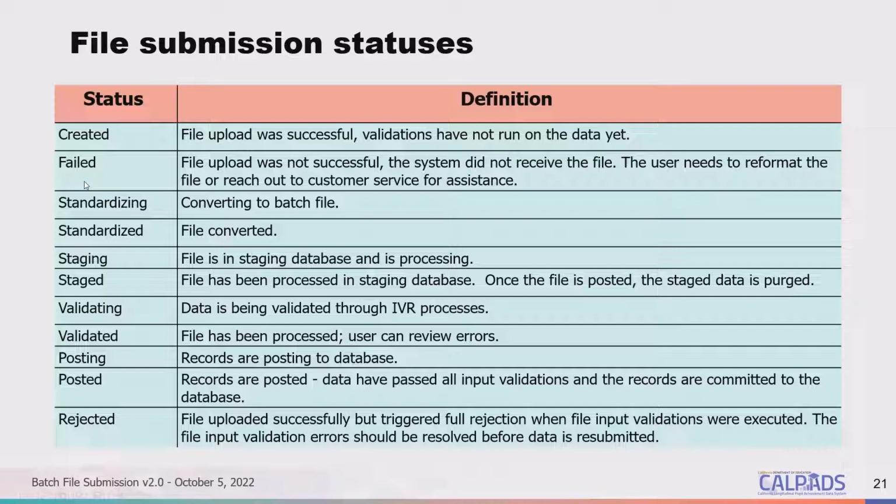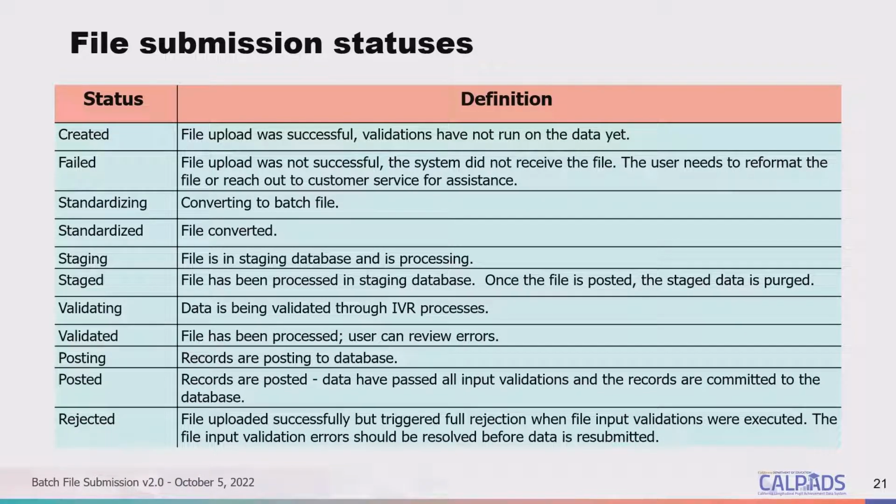If the file does not fail immediately, if there's no formatting or structural reasons the file's rejected or fails, you will go to standardizing. Simply put, standardizing is the process of converting the batch file into a format that CALPADS can process further. Once the file is standardized, you can see that it's converted. Then it will go to staging.